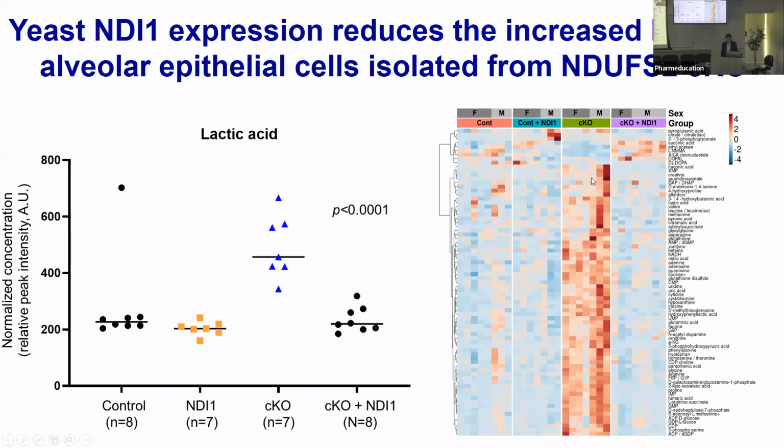But we can take cells out, the epithelial cells. In the knockout, you see all these changes, right? Here's the NDI1 rescue, though; largely many of those changes go away. It just tells you that the NDI1 is restoring metabolism of the knockouts back to the wild type state.